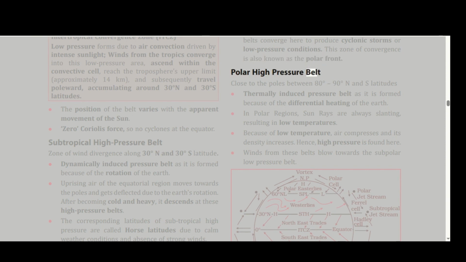Polar high-pressure belt: close to the poles, between 80 to 90 degrees N and S latitudes. Thermally induced pressure belt, as it is formed because of the differential heating of the Earth. In polar regions, sun rays are always slanting, resulting in low temperatures. Because of low temperature, air compresses and its density increases. Hence, high pressure is found here. Winds from these belts blow towards the subpolar low pressure belt.